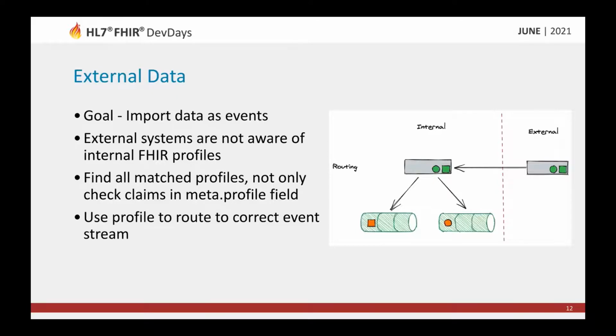To bridge this gap, we created a conformance process to find all FHIR profiles that an event matches, rather than only validating claims made by a resource in the meta profile field. Having established what the resource is about, we can then transform the event into the appropriate simplified FHIR resource and write it to the appropriate stream.